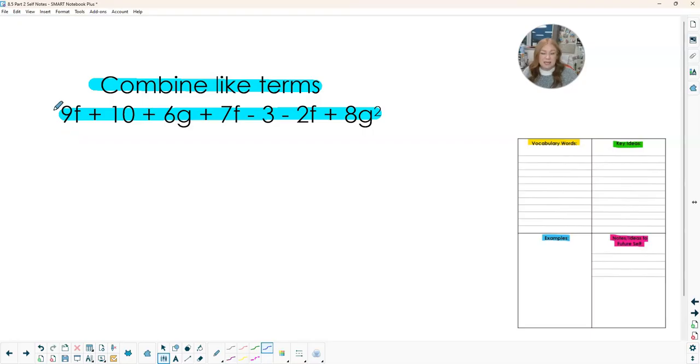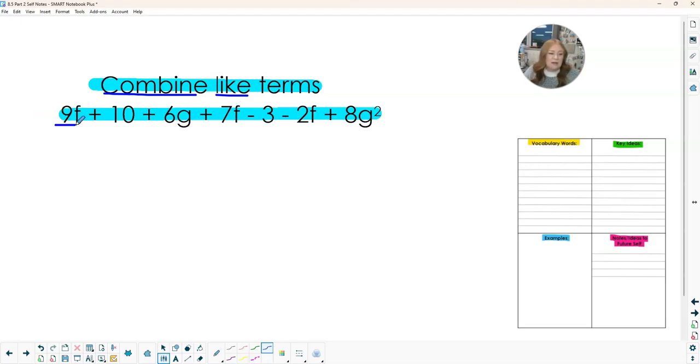So let's do this example. So we have this big long expression. We're going to break it into terms, right? 9f plus 10 plus 6g's plus 7f's minus 3 minus 2f's plus 8g squared. So go ahead and write down your example. I know it's kind of long, so fit that in there. And now we're going to combine things that are like each other. They have to be like each other, same variable, same exponent.